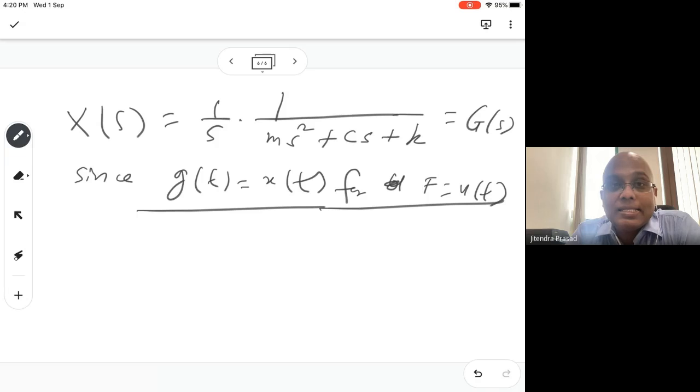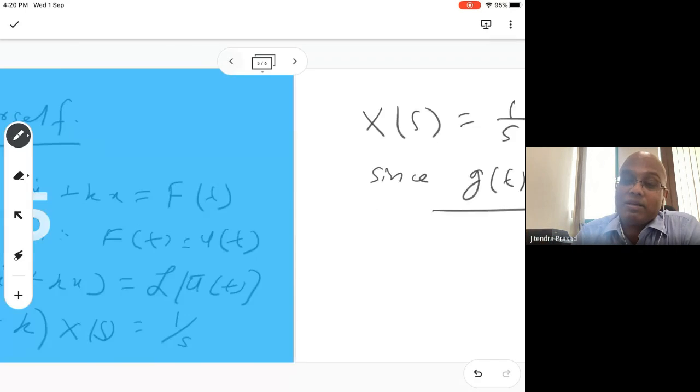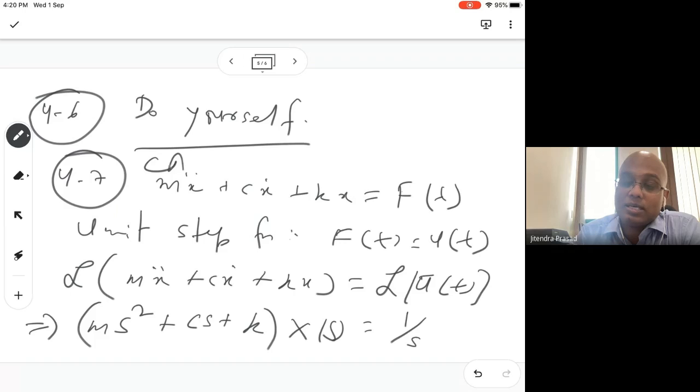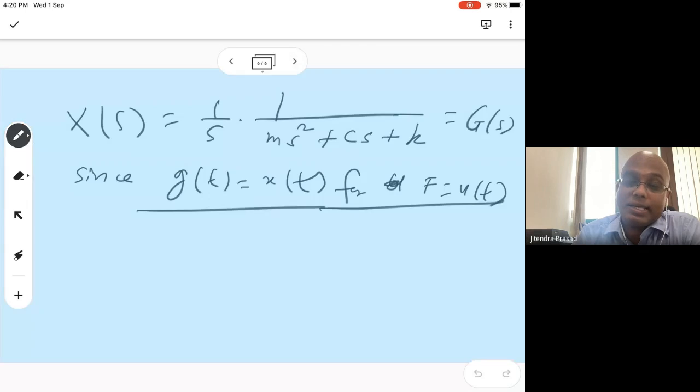Now the second thing is the second condition. So this is case 1, where we are calculating for f(t) equal to u(t). Okay. Now case 2.